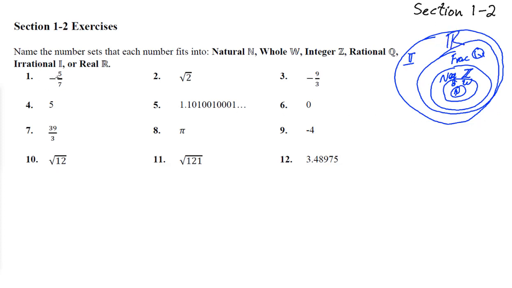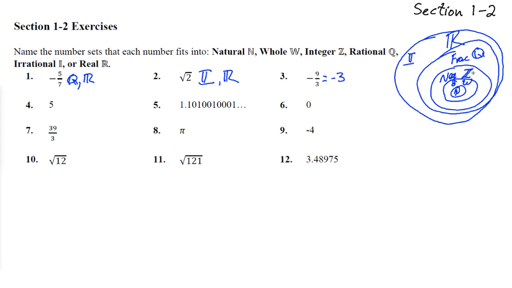So here we have, this is not an integer, it's a fraction. So that's going to be Q, and of course it's a real number. Here we have the square root of 2. Square root of 2 does not come out even, so it will not end up being a decimal that stops or repeats a pattern, which means it is not even a fraction, so it is irrational, with a double-lined I, and everything is real.